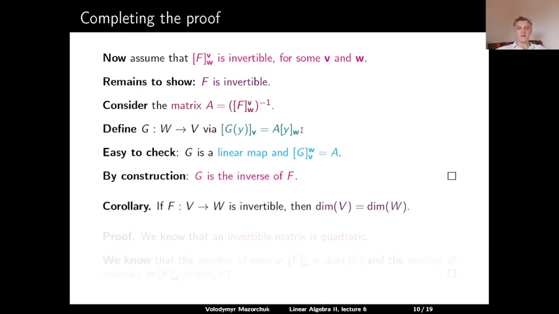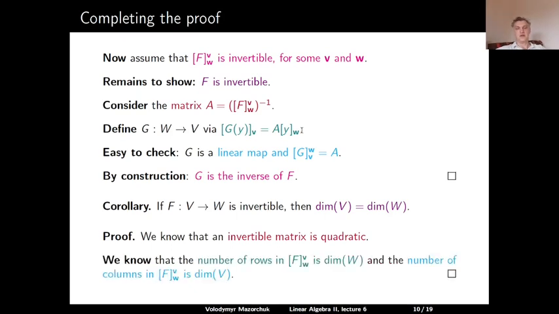One nice corollary of this: if a linear map f from V to W is invertible, then the dimension of V is equal to the dimension of W. The reason is that we know that an invertible matrix is square, and we have just proved that f is invertible if and only if its matrix is invertible. So we need the matrix to be invertible, and we know that the number of rows in the matrix is the dimension of the target vector space, and the number of columns is the dimension of the original vector space. For a square matrix, these two dimensions should coincide.